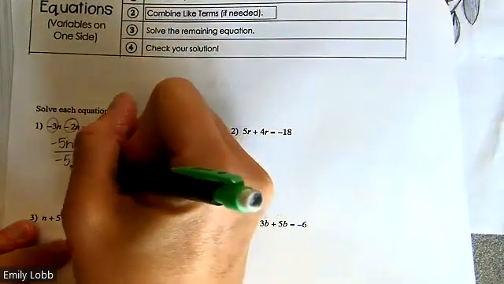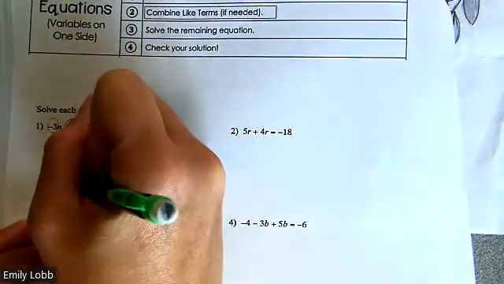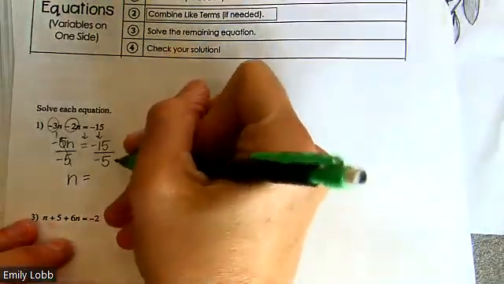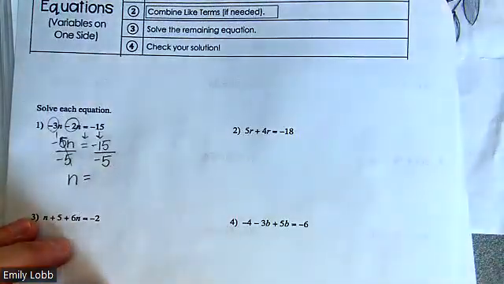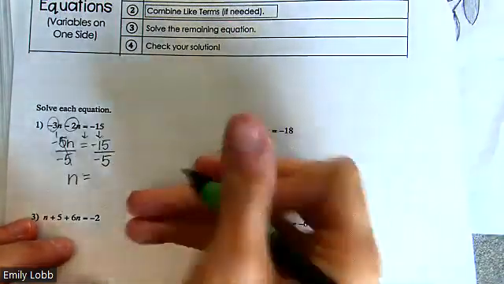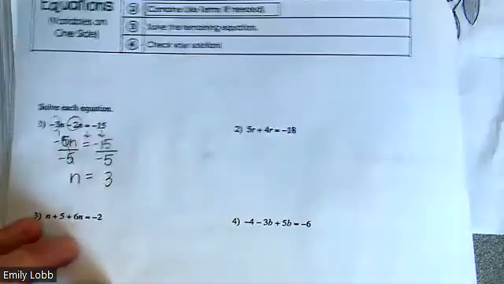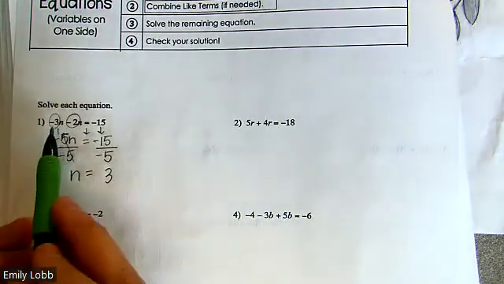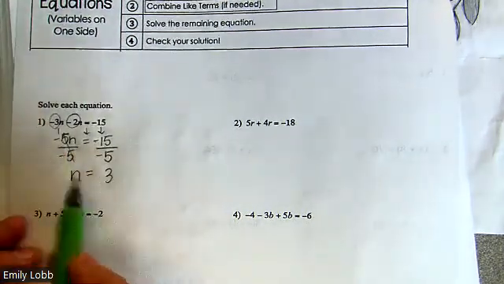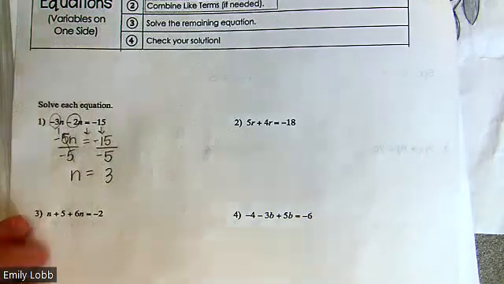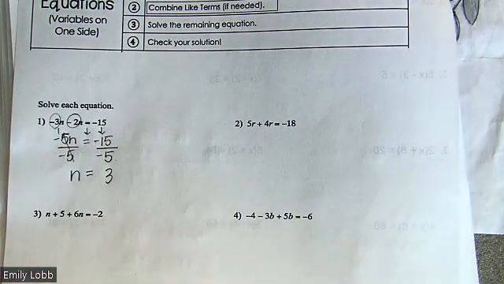So -5 divided by -5 is 1. 1n we could just write as n. I'm bringing down my equal sign. -15 over -5. That fraction bar means divided by. So I could put that into my calculator, or you should know that 15 divided by 5 is 3. Negative divided by negative is positive. So n equals 3. Now, if you were putting this back in, you could, right? -3 times 3 would be -9. -2 times 3 would be -6. So -9 minus 6 would be -15. You see how you can go back and think through that to be sure it makes sense?